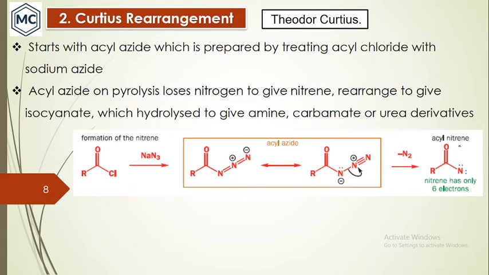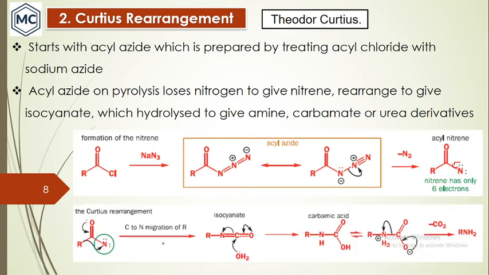And nitrene has only 6 electrons. It undergoes a rearrangement. This nitrogen is electron deficient. This R can migrate to this nitrogen, and this lone pair can form a double bond here, and it forms isocyanate, like in the previous case. So you can see here you are starting with the nitrene, and carbon migrates to the nitrogen and it forms isocyanate.